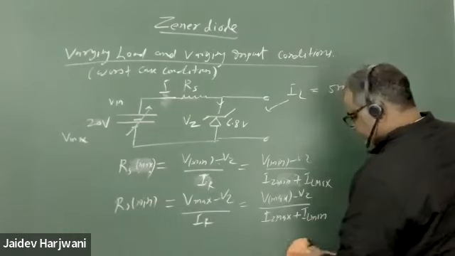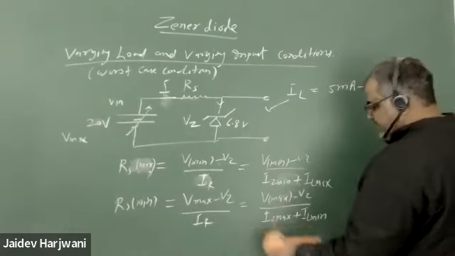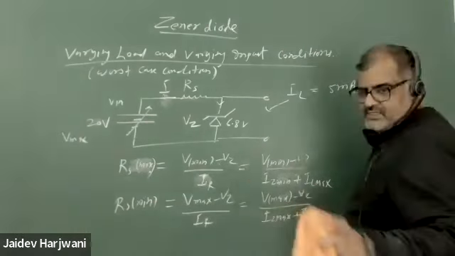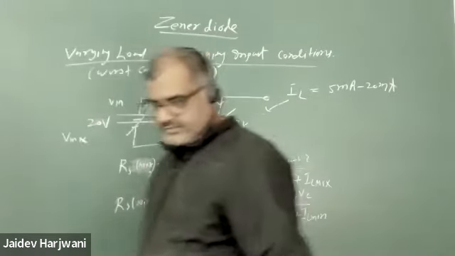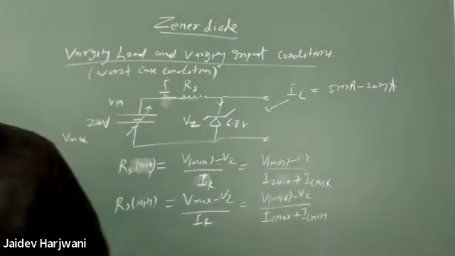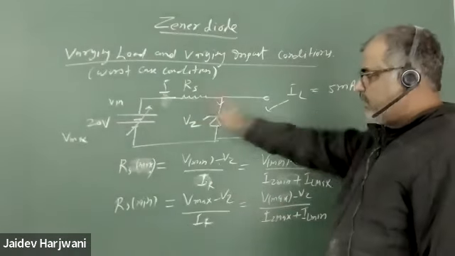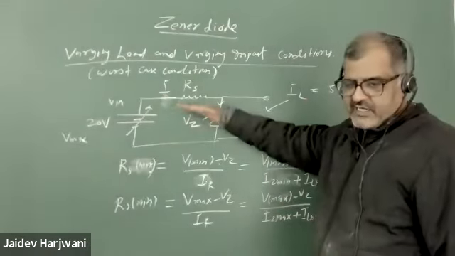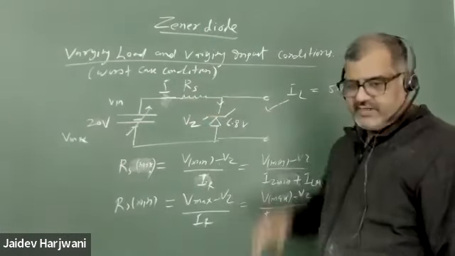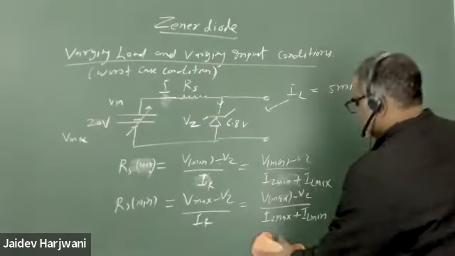I will show you some problems, then you will understand. So I'm erasing this one. Still any doubt, please ask any question. Basically I'm giving varying load and varying input conditions, I'm designing the circuit, and I'm finding what should be the limit of RS.